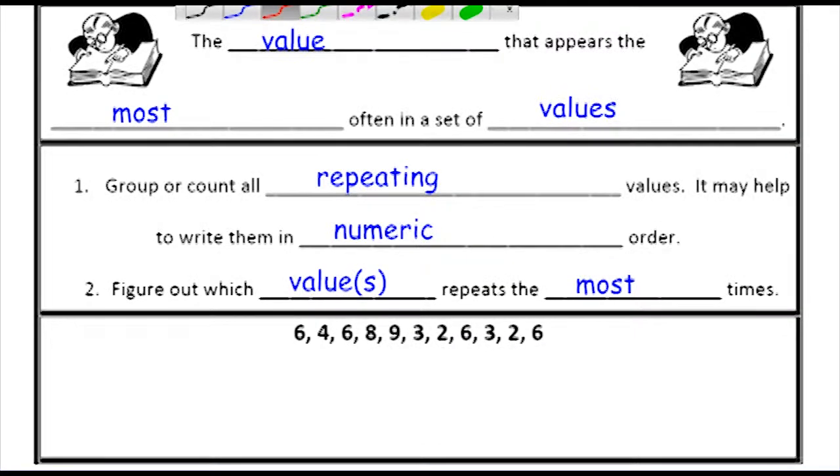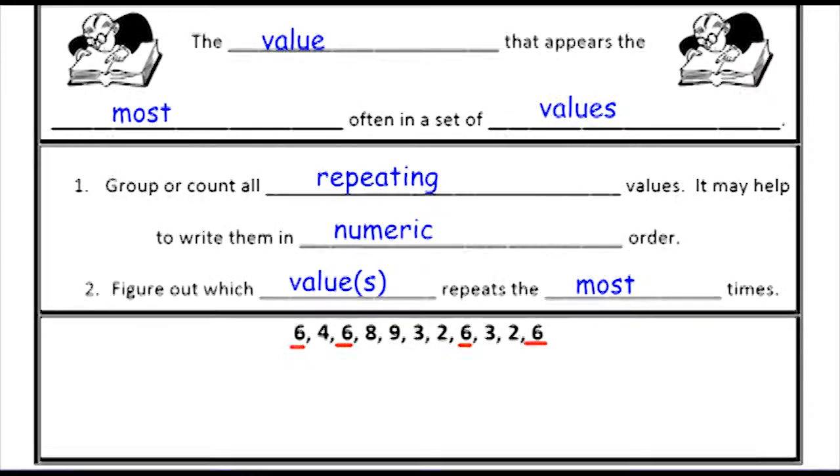Let's try categorizing. I see that 6 repeats. Just by looking at it, I can see there's 6, there's another 6, there's another 6, and altogether there's 4 6s. Never assume that just because you found a number that repeats, there may be more of it, but it may not be the most.